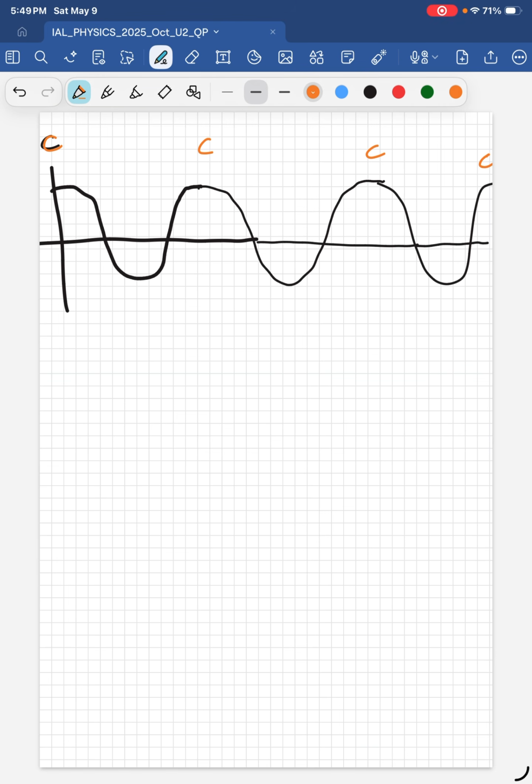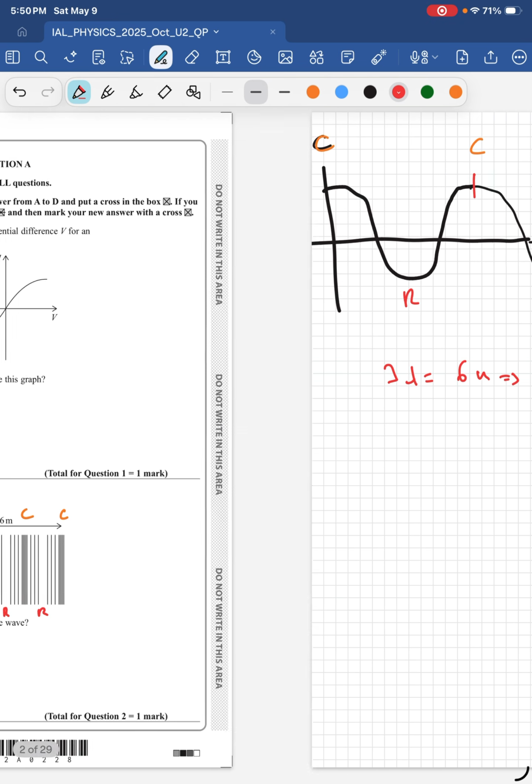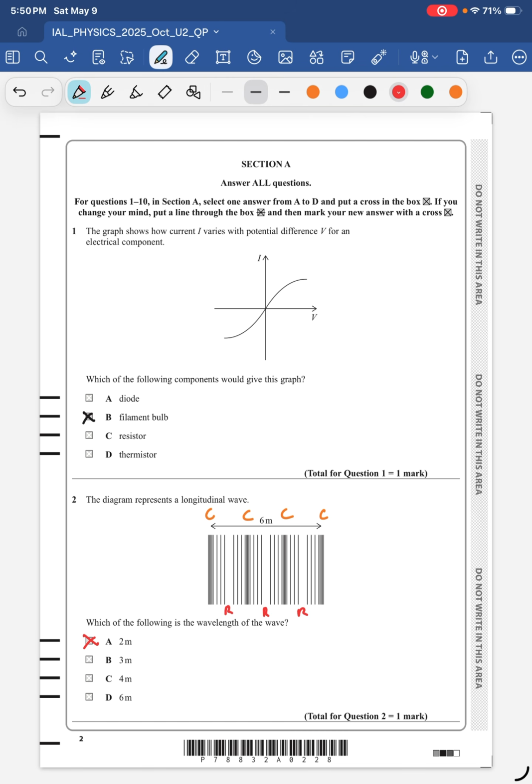So we have 4 compressions and we have three rarefactions. The rarefactions are the minima, and the compressions are the maxima. So how many wavelengths do we have here? We have 1, 2, 3 wavelengths. So 3 lambda is 6 meters, so lambda is just 2 meters. So the answer is A. I hope this makes sense, but it can get confusing when you see longitudinal waves. So I wanted to help you have a picture of what's happening in your heads. Let's move to the next question.